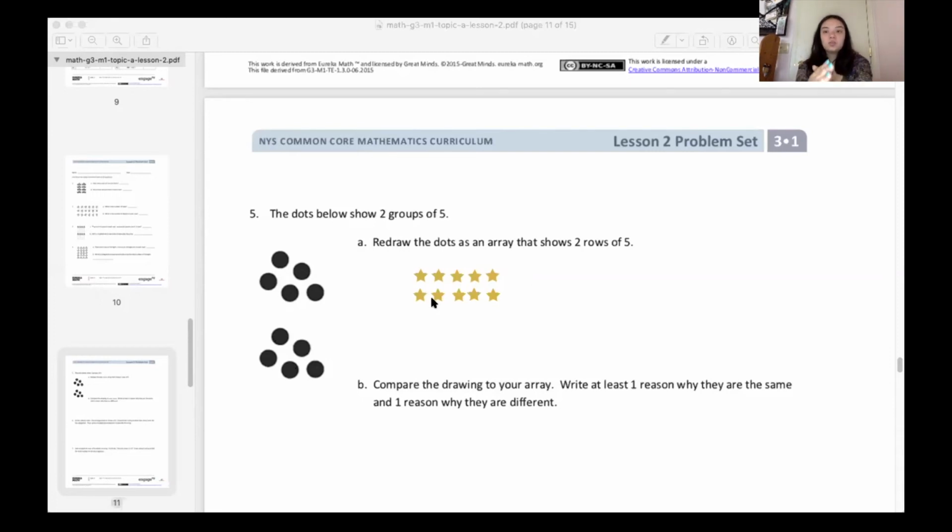How are they different? This one is in an array structure, which means it's more organized and you can clearly see them. This one's just kind of grouped together. They're both equal groups, but one is more organized than the other. That is what you would want to write there.